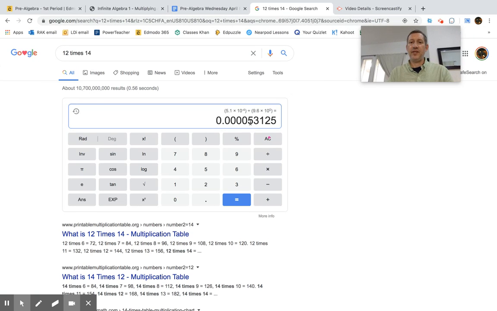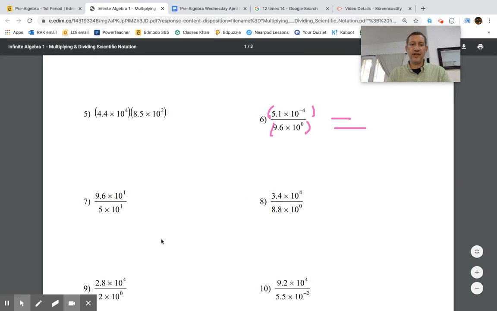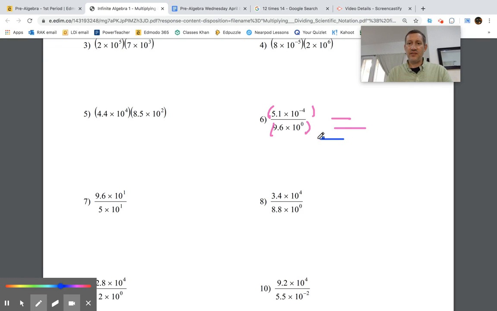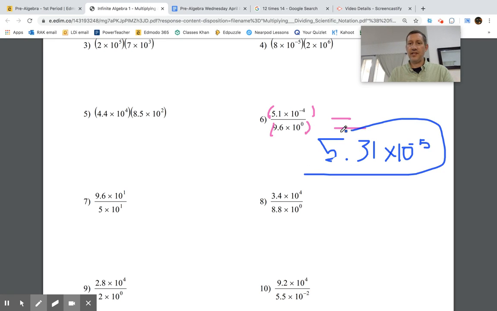So my answer is going to be, let's say 5.31. We'll just round for this one. But on Khan Academy, don't round. Okay, so it's 5.31 times 10 to the negative 5th power. Okay? And you can circle that and say, I did a good job.